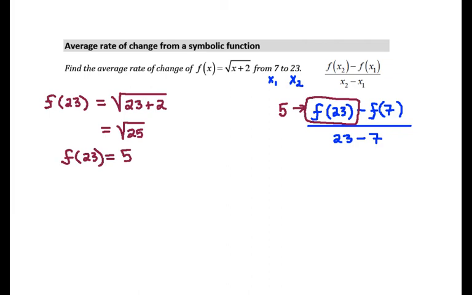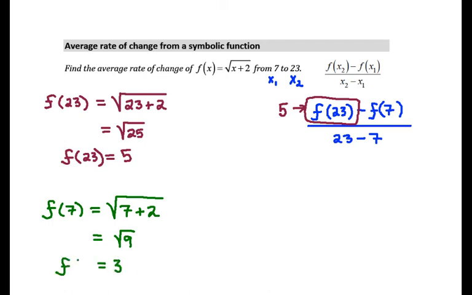Next, I'm going to evaluate f of 7. And that's going to be the square root of 7 plus 2, which is the square root of 9, which is 3. So I now have the statement f of 7 equals 3. That means that I can come over to the f of 7 in this formula and replace it with a 3.